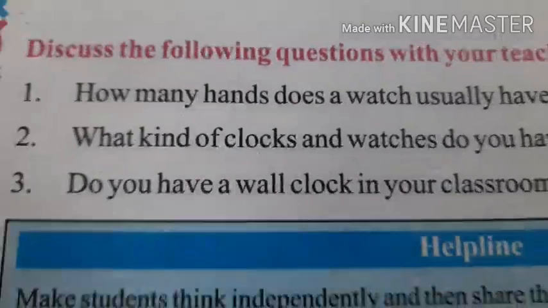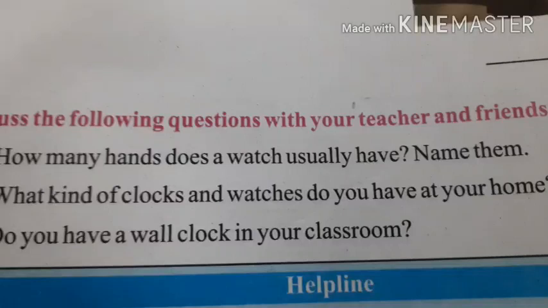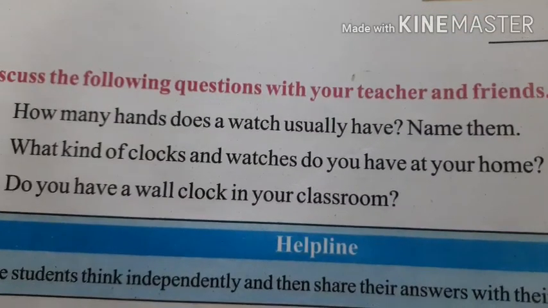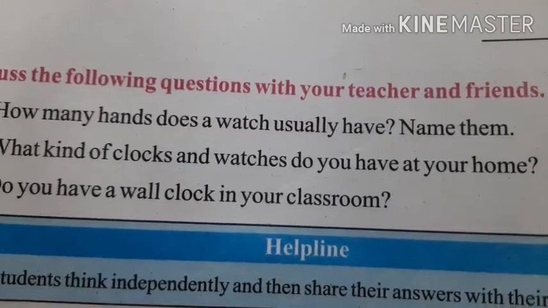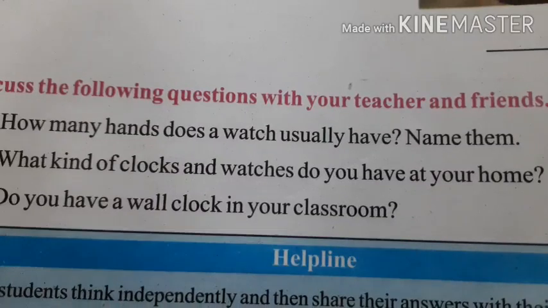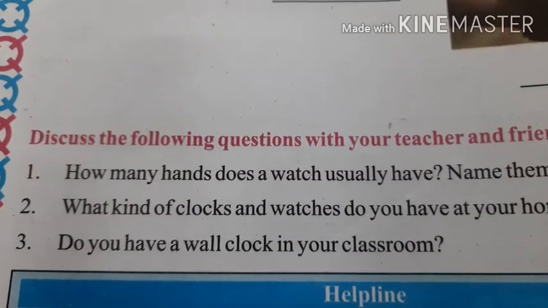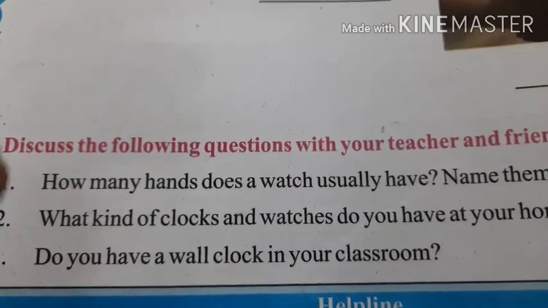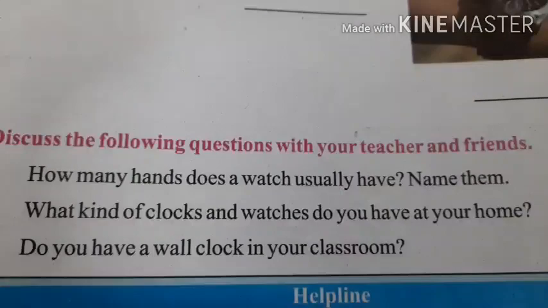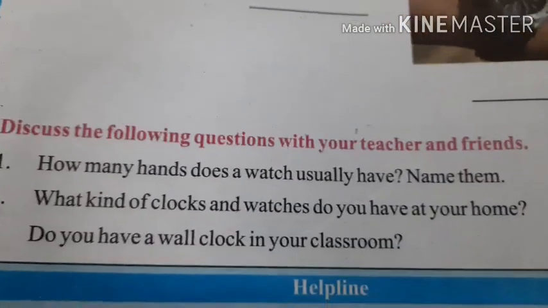Then coming to the next one, what kind of clocks and watches do you have at your home? Just check how many clocks and how many watches there are in your home. Maybe everyone must be having at least one watch, right? Just try to answer that. The third question is, do you have a wall clock in your classroom? Just recall your last year's classroom and try to answer. Did you have a wall clock in your classroom last year?